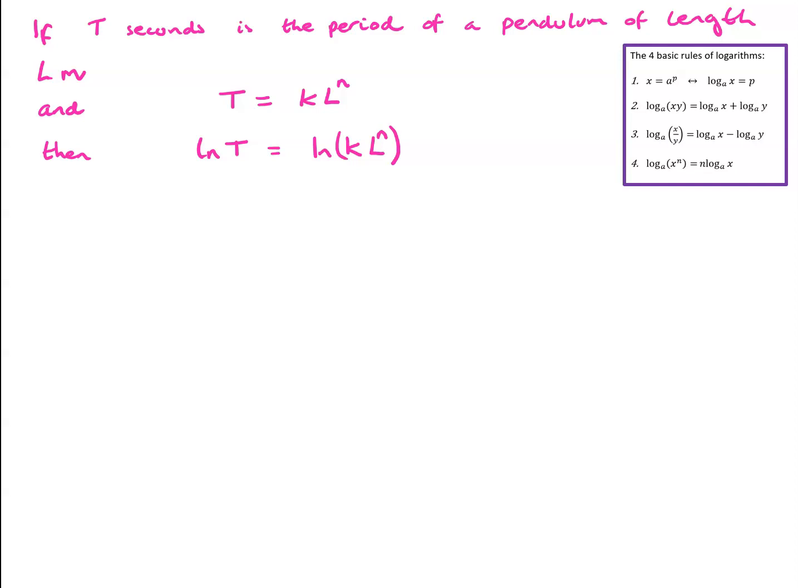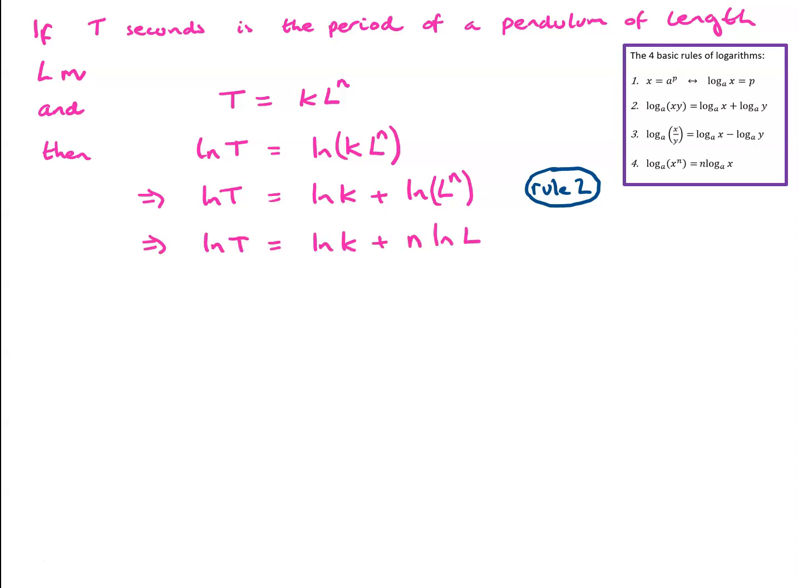The right hand side is the logarithm of k times L to the n. Using rule 2, I can say the natural logarithm of k times L to the n is the same thing as the natural logarithm of k plus the natural logarithm of L to the n. So I've now got the natural logarithm of t equals the natural logarithm of k plus the natural logarithm of L to the n. Now, using rule 4, I know that the natural logarithm of L to the power n is the same thing as n times the natural logarithm of L. So we can now write the natural logarithm of t is equal to the natural logarithm of k plus n times the natural logarithm of L.